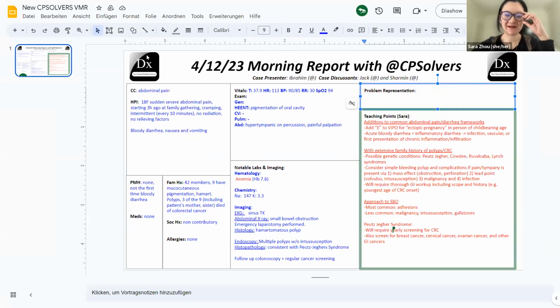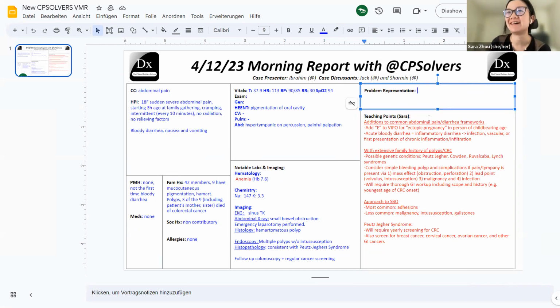It's always a great reminder of these rare genetic conditions and their complications. So I love doing the teaching points for this. The way that we started out this discussion was thinking about our common frameworks for abdominal pain and diarrhea and adding to them based on the features of this case. So for our VIPO framework for life-threatening abdominal pain, we decided to add an E for ectopic pregnancy, since this was a person of childbearing age who can have an ectopic.